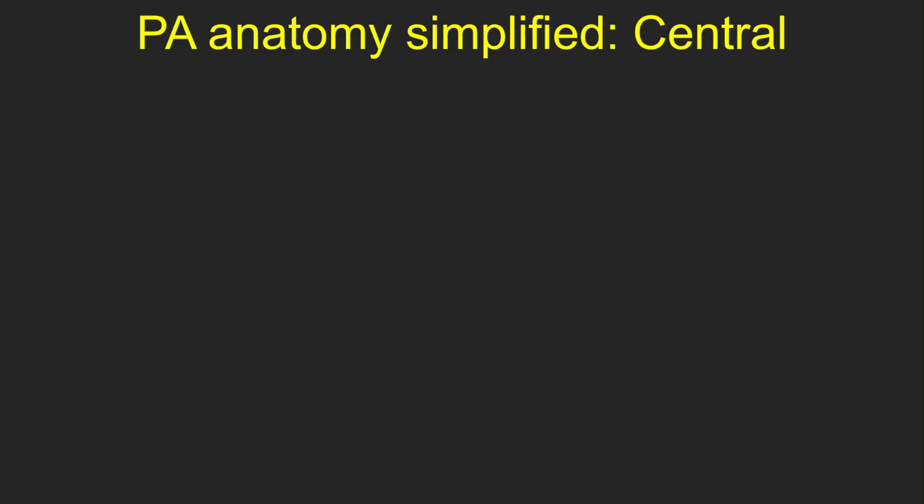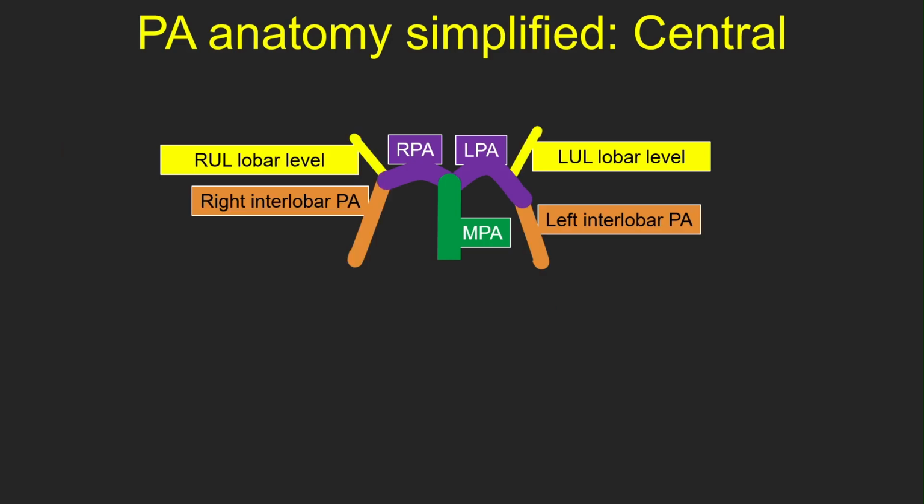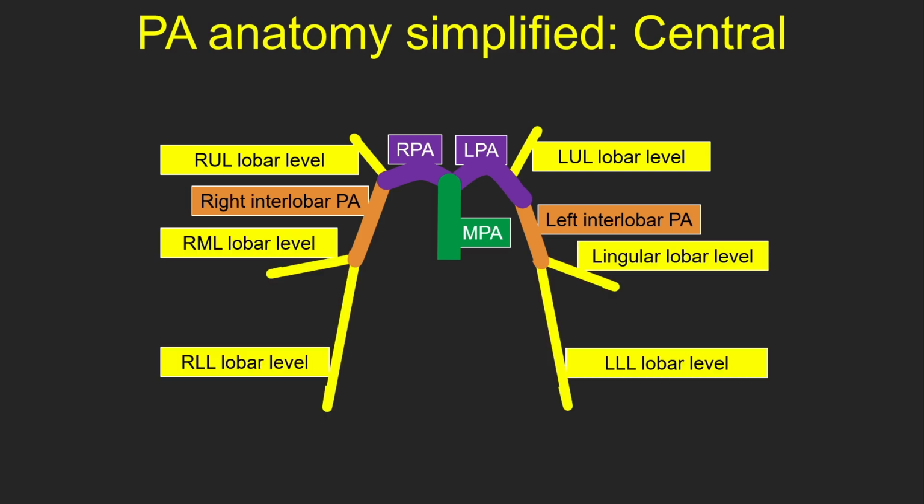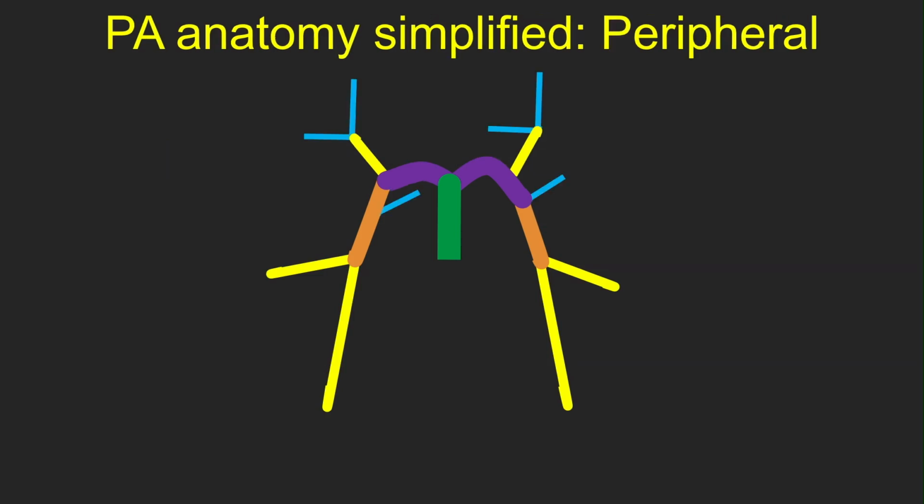Let's start with the central levels. The main PA gives rise to the right and left PA. Each side gives rise to an upper lobar level and an interlobar PA, which is in orange. The interlobar PAs give rise to either a right middle lobe or lingular lobar level, along with the lower lobar levels. All the lobar levels are in yellow.